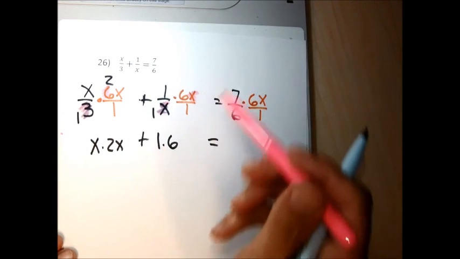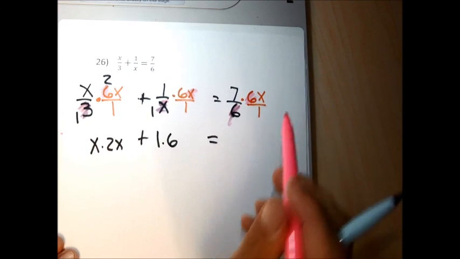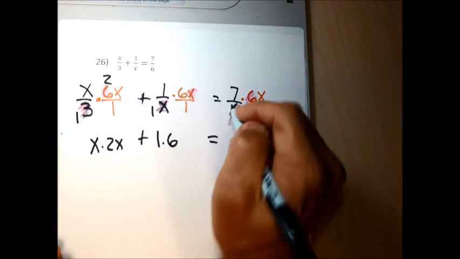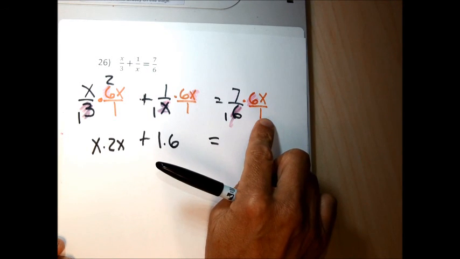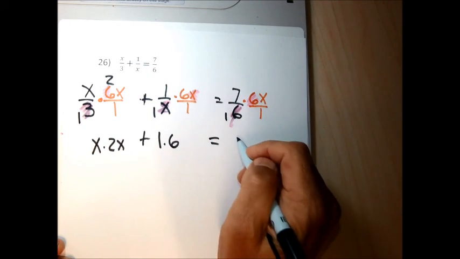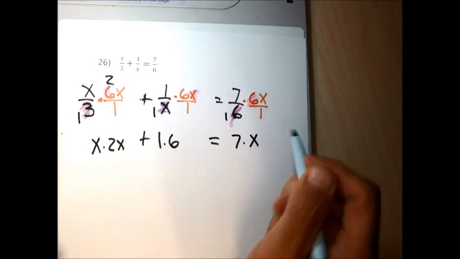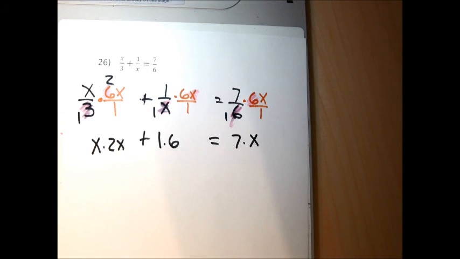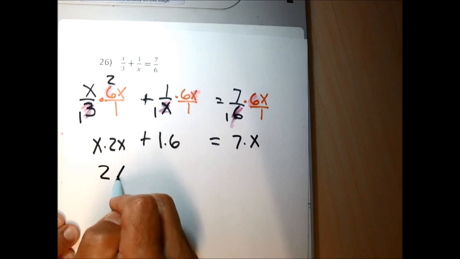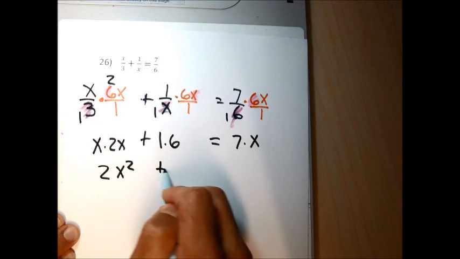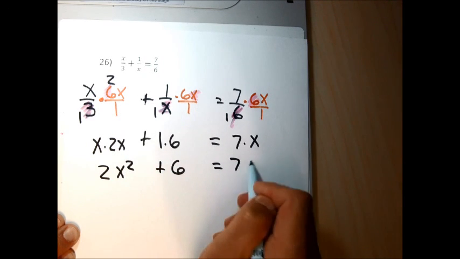To the right of the equal sign, cancel the 6, cancel the 6. I have 6's turn into 1's. I only have 1's in the denominator, so I don't need a fraction anymore. In the numerator, I'm just left with a 7 times x. So in one step, I've taken the problem that has fractions and gotten rid of the fractions. I haven't done the multiplying that I need to do yet. So I'm going to multiply x times 2x and get 2x squared, 1 times 6 and get 6, and 7 times x and get 7x.